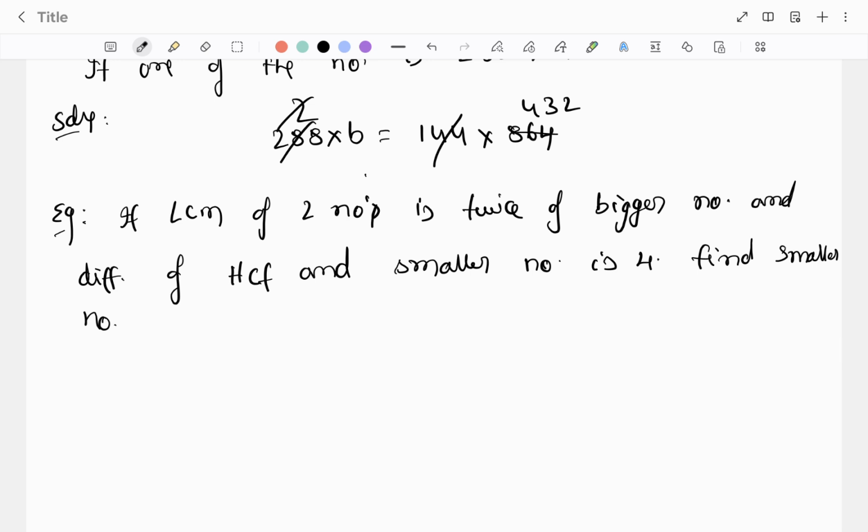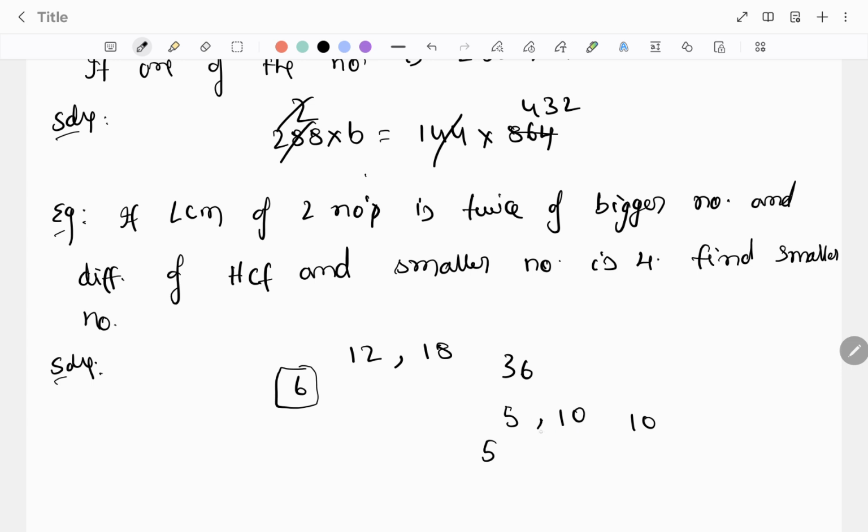LCM of two numbers is twice the bigger number, and the difference of HCF and the smaller number is 4. Find the smaller number. Before going to this example, I want a clarification: take 12 and 18. What is the LCM? 36. What is the HCF? 6. By this, what can I say? HCF will be smaller, or otherwise, suppose 5 and 10, the LCM will be 10 and HCF is 5.